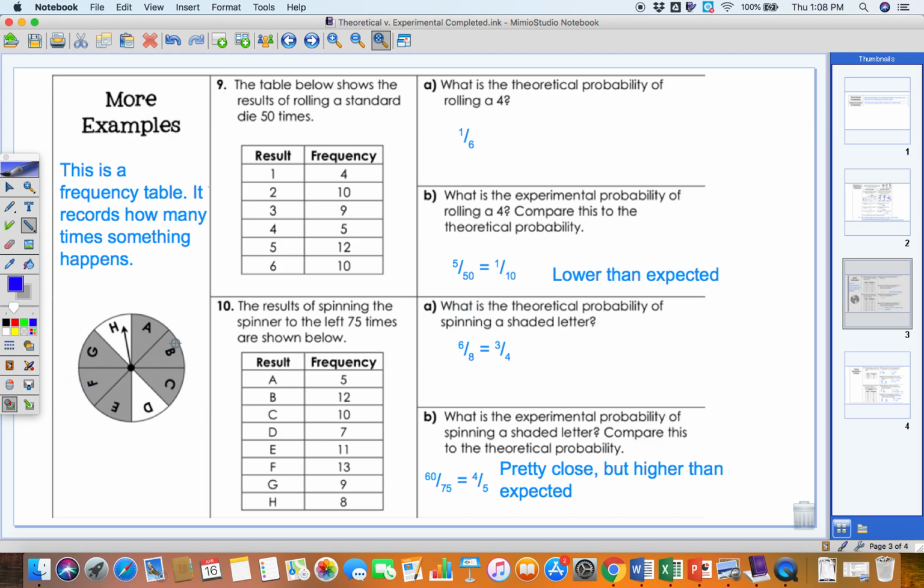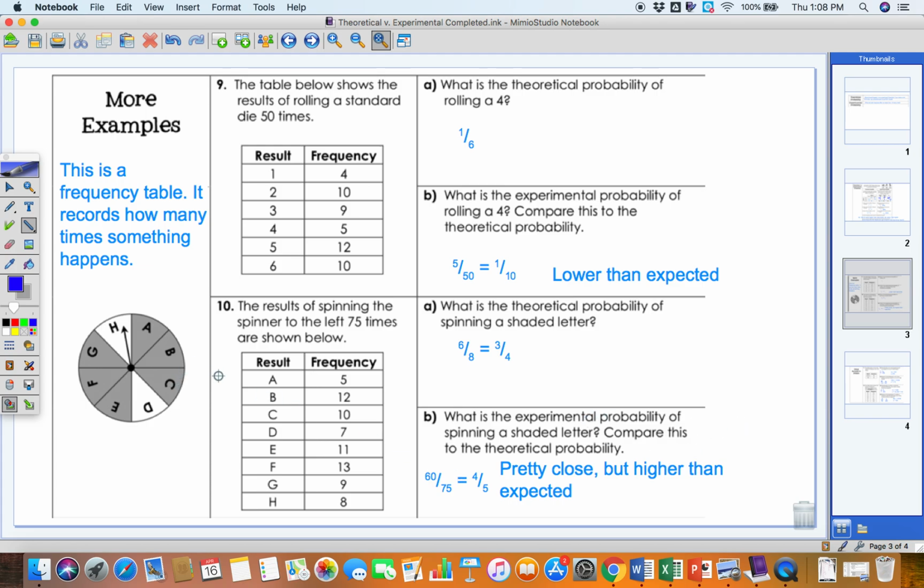Then we have a spinner here. So the results of spinning this spinner 75 times are shown here on our frequency chart. The theoretical probability of spinning a shaded letter, so I go here and count, and there's 6 out of 8, which simplifies into 3 over 4. What is the experimental probability of spinning a shaded letter?